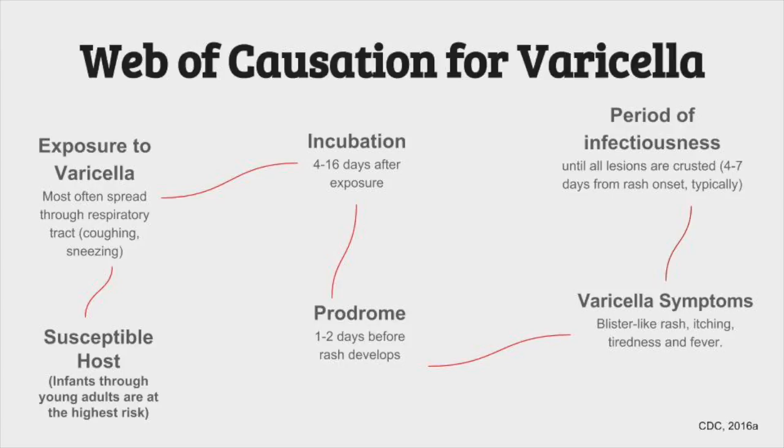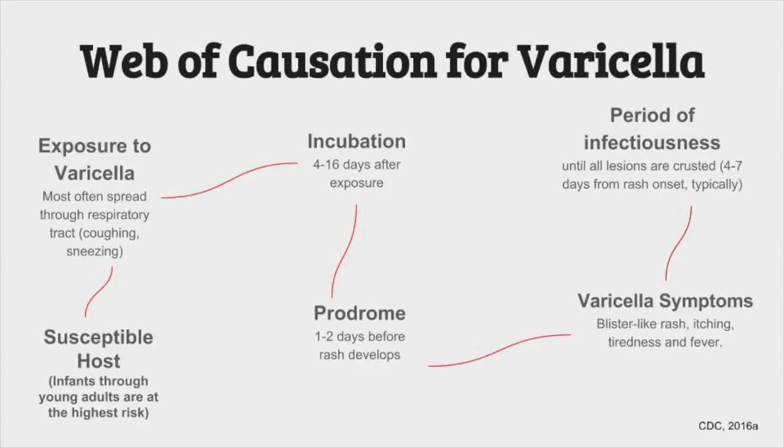First, there needs to be a susceptible host. Infants through young adults are at the highest risk, and they need to have an exposure to varicella, which is often spread through the respiratory tract, coughing and sneezing, in addition to touching of the lesions. There's an incubation period of 4 to 16 days after exposure, and a prodrome may develop 1 to 2 days before the rash develops.